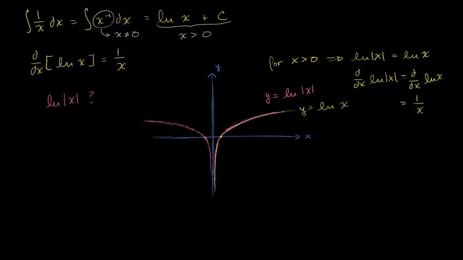So let's plot that. I'll do that in green. It's equal to 1 over x. So 1 over x, we've seen it before. It looks something like this. So my best attempt to draw it. It has both vertical and horizontal asymptotes. So this right over here is 1 over x for x greater than 0.